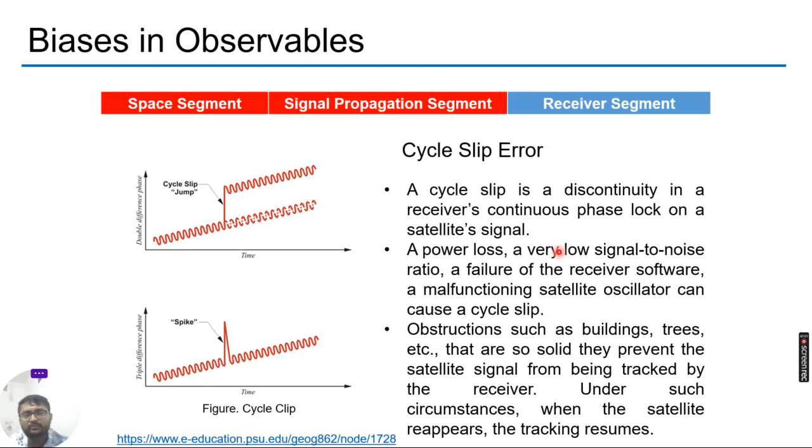Then we have one more error, which is the cycle slip error. Cycle slip is a discontinuity in the receiver's continuous phase lock on a satellite signal. That discontinuity can occur because of power loss, failure of the receiver software, malfunctioning of the satellite oscillator, or because of some obstruction such as buildings, trees, etc. These solid objects prevent the satellite signal from coming, and under those circumstances, after the obstruction is no longer there, the signal will reappear and we will get the signal back.